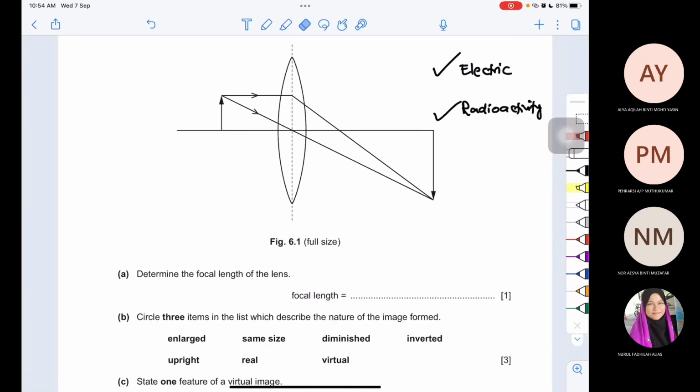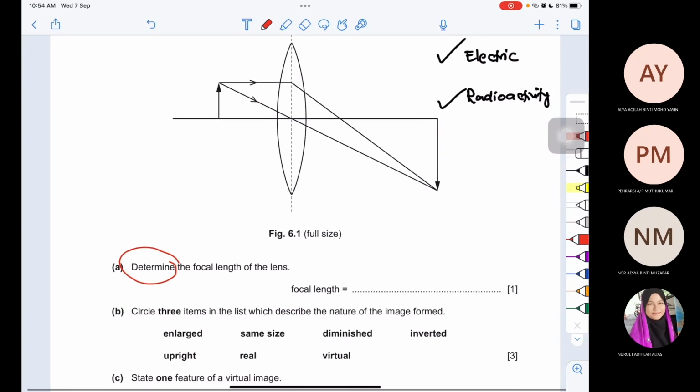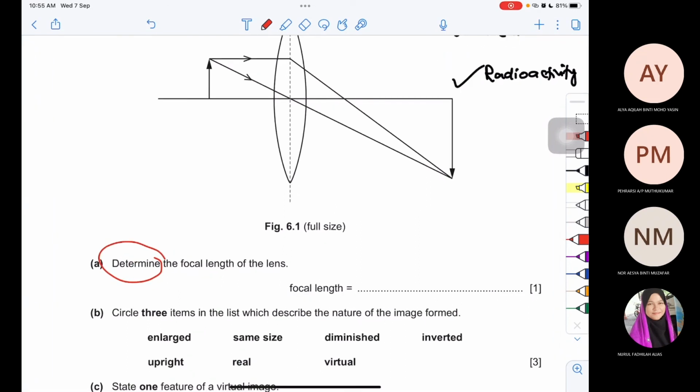Is this question difficult or easy? This is very easy. This question does not ask you to write down, label or mark. It wants you to determine. What is the meaning of determine? In life, when you determine, it means you have made a decision, right? I am determined to do this. I am determined to attend class during school break, for example. So for this question, determine the focal length, what is the question actually asking?